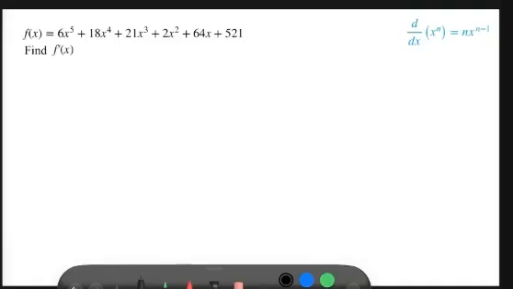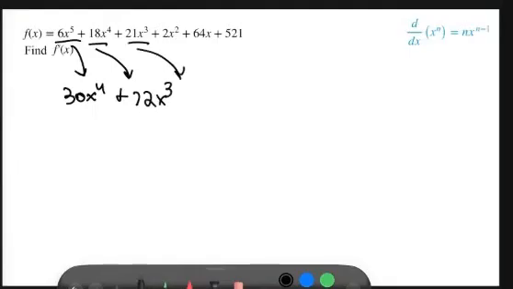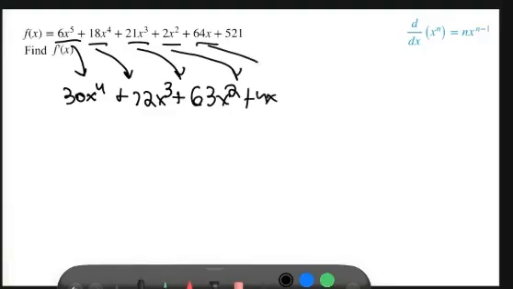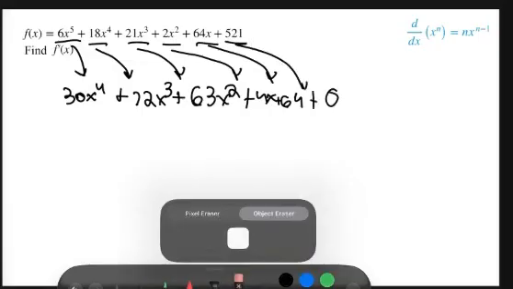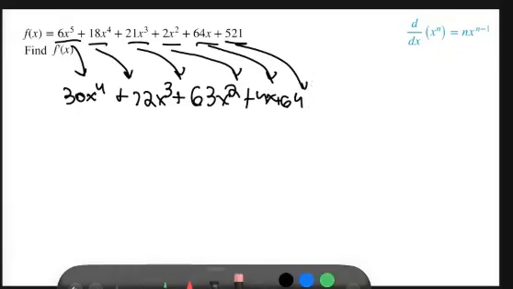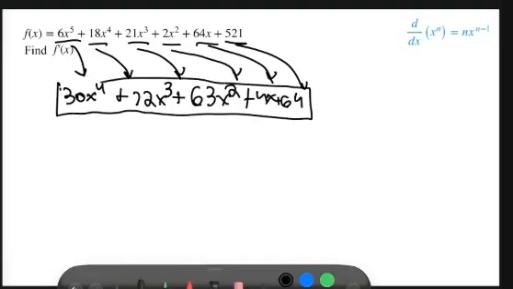So using this power rule, the derivative of 6x to the power of 5 is 30x to the power of 4. The derivative of 18x to the power of 4 is 72x to the power of 3. The derivative of 21x cubed is 63x squared. And then the derivative of 2x squared is 4x. And the derivative of 64x is 64. And the derivative of a constant is always 0. So, putting all that together, the final answer is 30x to the power of 4 plus 72x cubed plus 63x squared plus 4x plus 64.